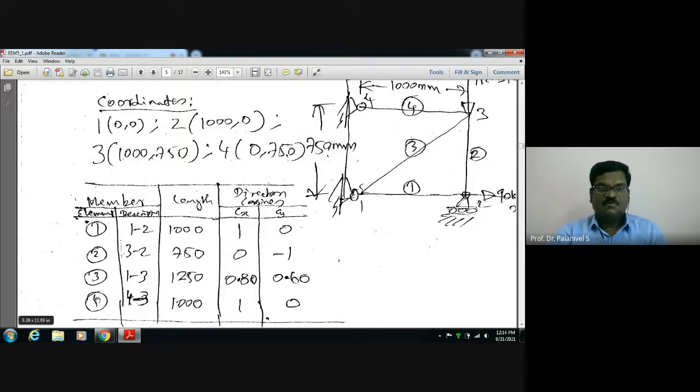Next, come to the fourth element. Description is 4, 3. The xy coordinates of node 3 minus xy coordinates of node 4 you have to write. So where is 3? 3 is here. 3 minus 4. 1000 minus 0, so 1000, divided by the length of 1000, so plus 1. Next, 750 minus 750, 0. So the direction cosine is 0 here.